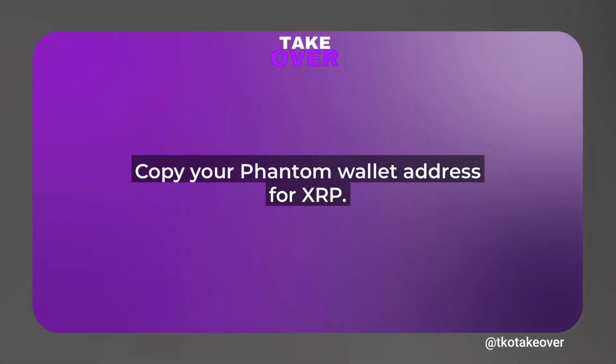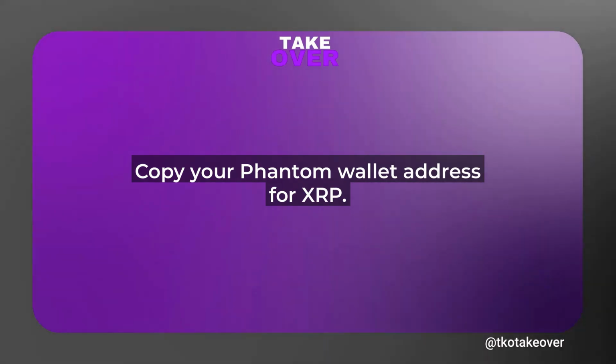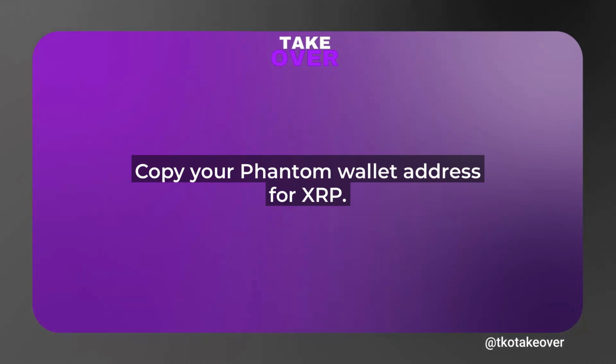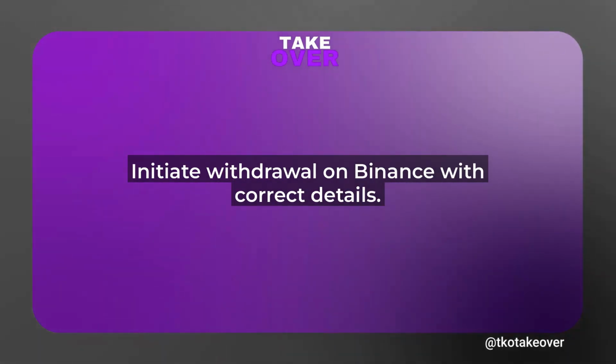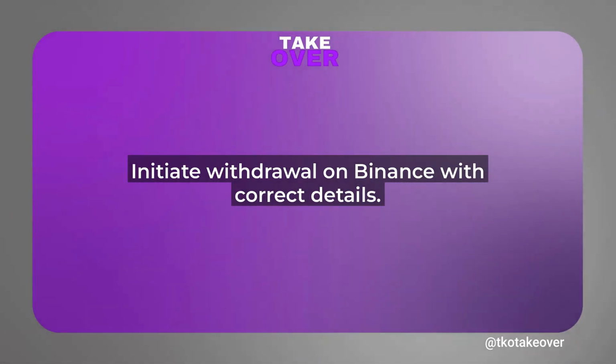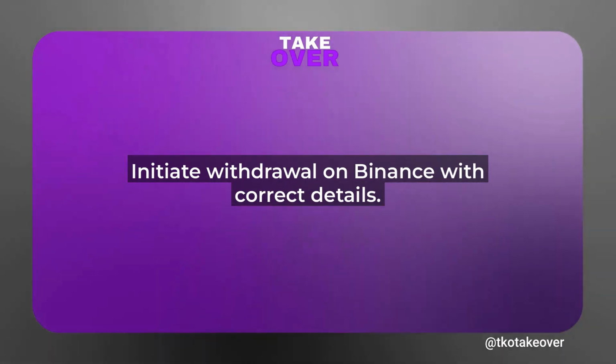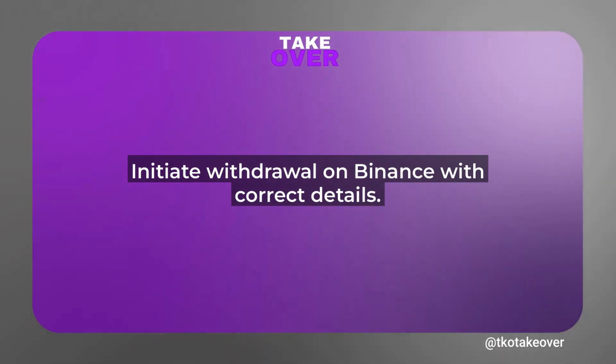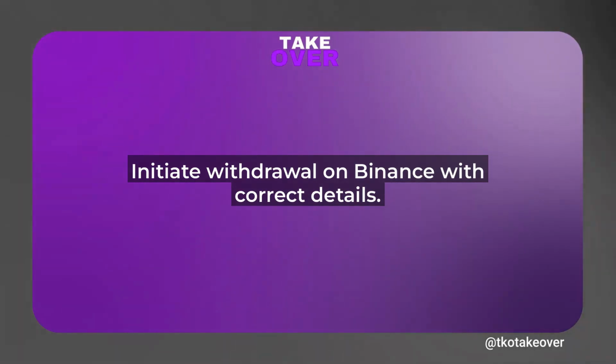Step 3. Back on Binance, paste the Phantom address into the withdrawal form. Double-check it to avoid sending funds to the wrong place. That's a common mistake. Set the amount you want to transfer, keeping in mind any network fees. XRP transfers are usually quick and cheap, but fees can vary.